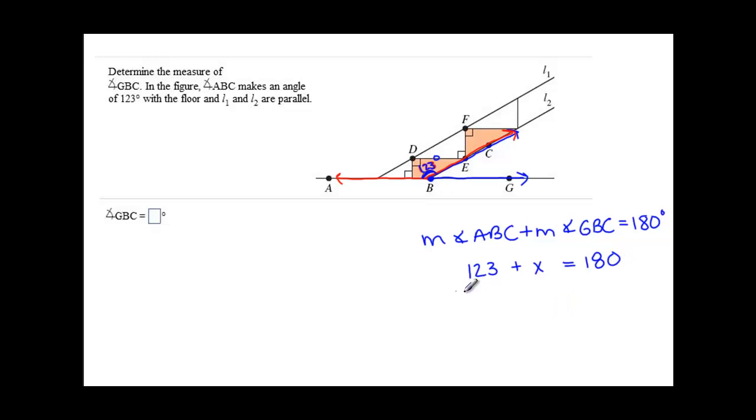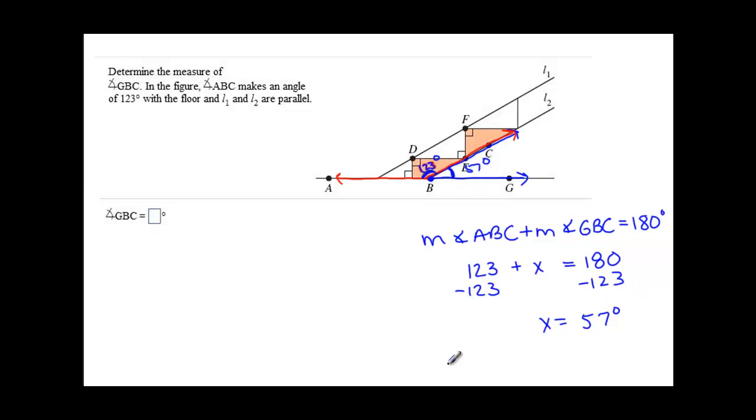So if I subtract 123 from 180, I'm left with my unknown angle having a measure of 57 degrees. So this angle would be 57 degrees, and we can double check that by adding 123 plus 57, which gives me a total of 180.